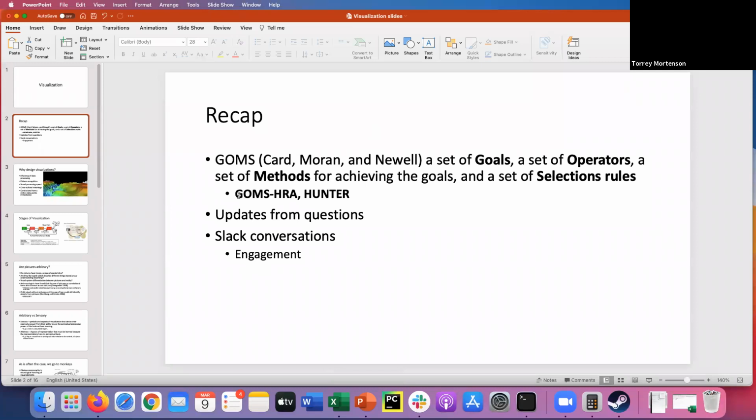And then, we've talked a little bit about HRA, or human reliability analysis. There's a GOMS version of it. And there's also the Hunter dynamic HRA method that relies somewhat on GOMS at some different levels. So that's something to be aware of there. I'm going to go through some of these.